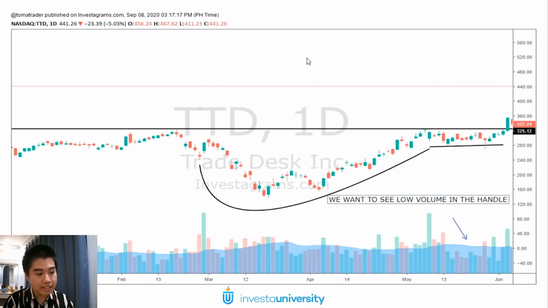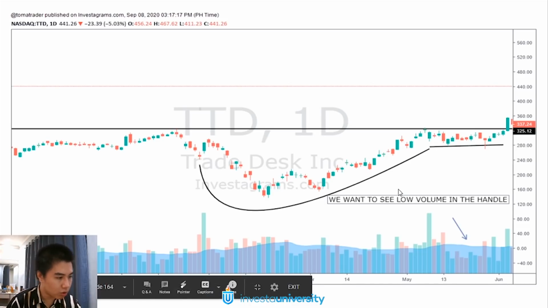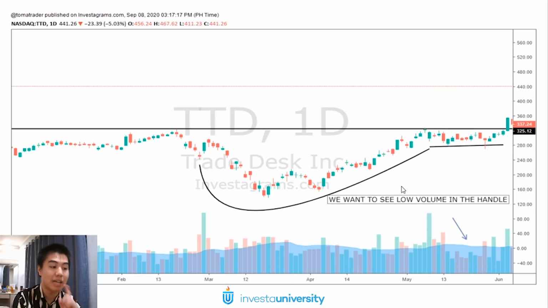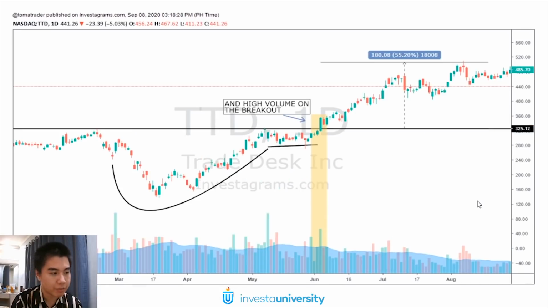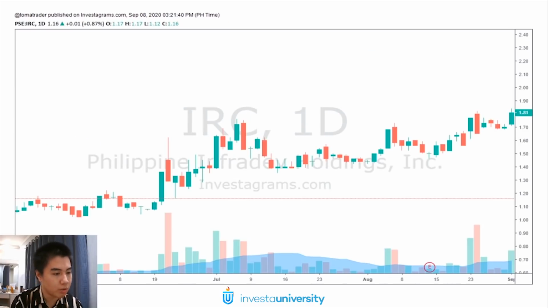We have a TTD. This is the Trade Desk. Again, we have a cup with handle here. So what we want to see when it comes to trading cup and handles, you want to see low volume sa handle part. Right? So in the handle, ito yung parang pivot point kung tawagin. We want to see low volume there. And then once it breaks out, you want to see high volume, just like in any continuation pattern. After that, went up 55% in a short period of time. One of the leaders in the US.